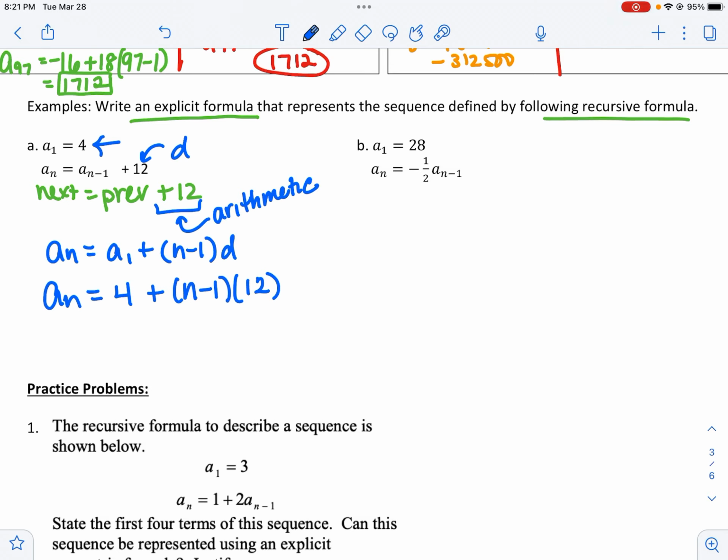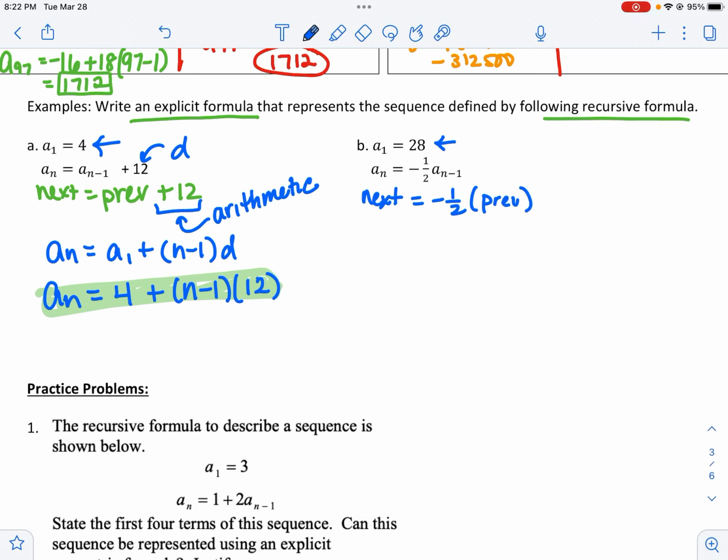The a sub 1 was given. Okay, so now this is your answer. This is the explicit formula that generates the exact same sequence as what was given to you. The next one has that the first term is 28. The next term, we have to take negative a half times the previous term.